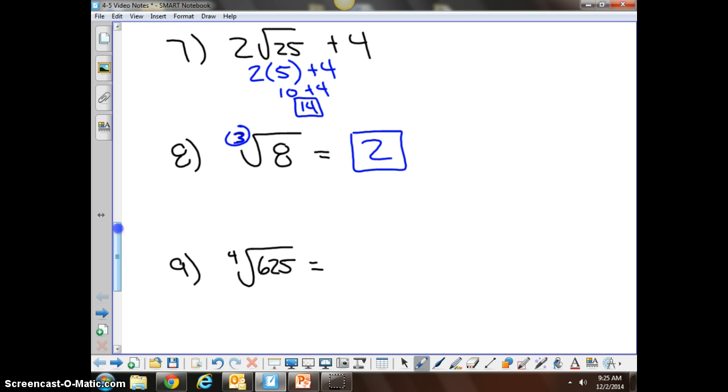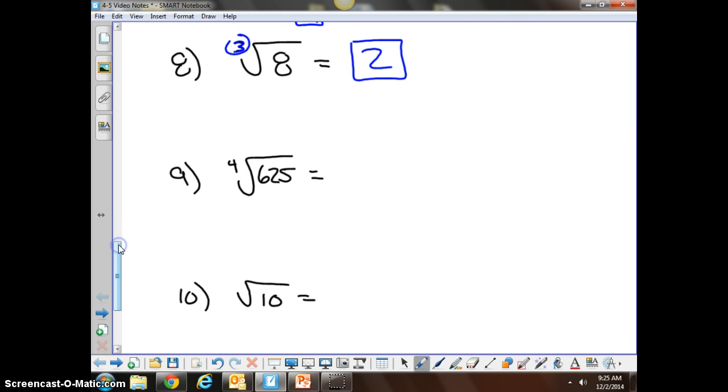Number 9, similar problem. We're looking for the fourth root of 625. So again, just a little guess and check, a little mental math here. Or considering 625 may be a benchmark number for you, a number in which you know what times what times what times what gives you 625. I'm going to start off with just the number 10. Apparently it's not a benchmark number for me, because 10 times 10 times 10 times 10 is 10,000.